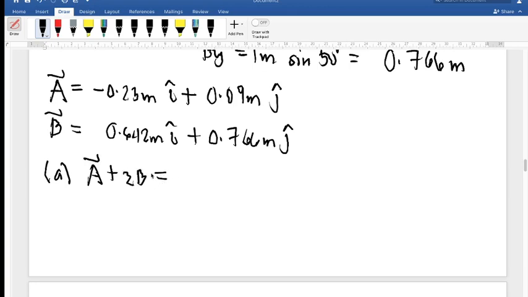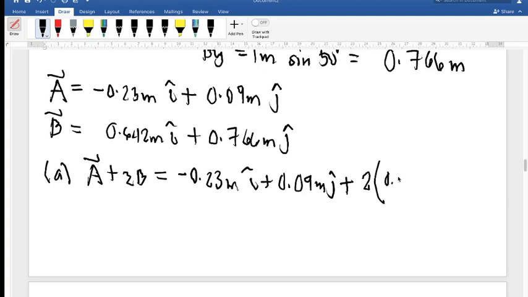So how much is that? So your a, you just have to copy all of this. So negative 0.23 meters i hat plus 0.09 meters j hat. However, b is multiplied by the scalar quantity 2. Okay, so 2 times the vector b. So we have 0.642 meters i hat plus 0.766 meters j hat. So that is equivalent to how much?